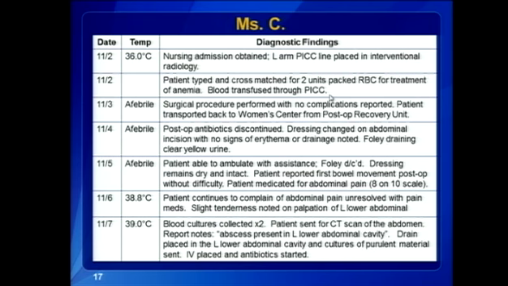On the 7th, her temp is 39 degrees. Her blood cultures are collected ×2. She's sent for a CT, which shows an abscess present in the left lower abdominal cavity. They drain that and culture the purulent material that's sent. IV is placed and antibiotics are started.